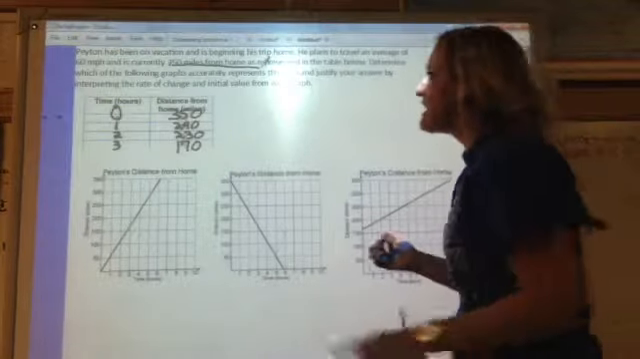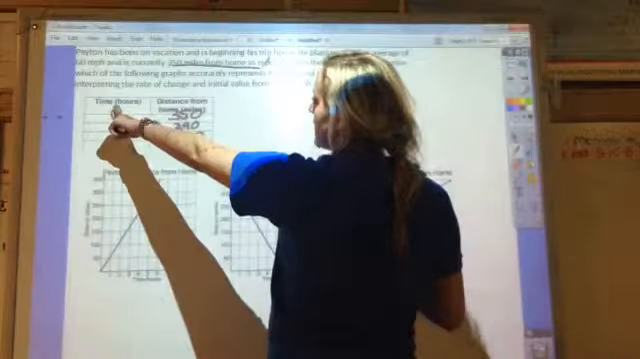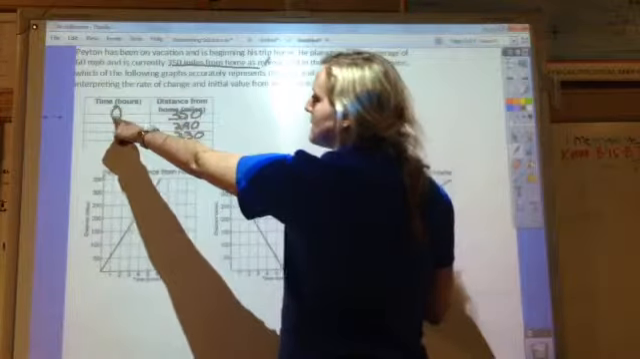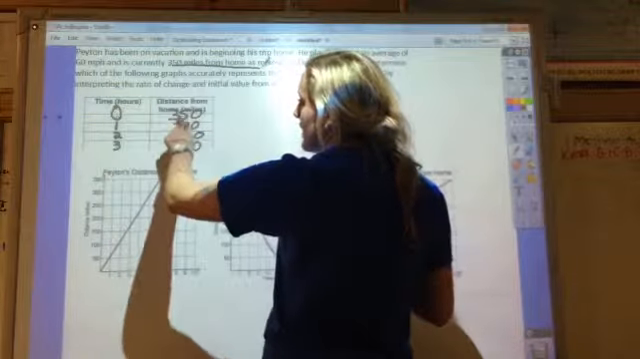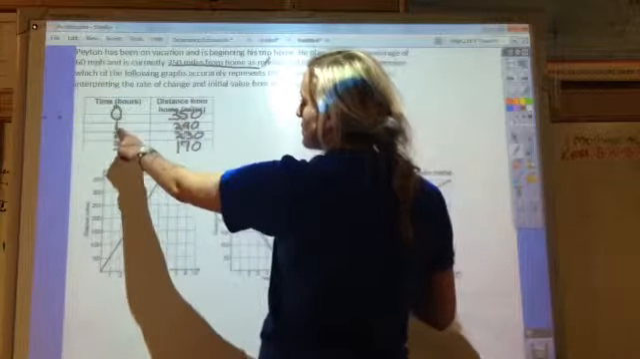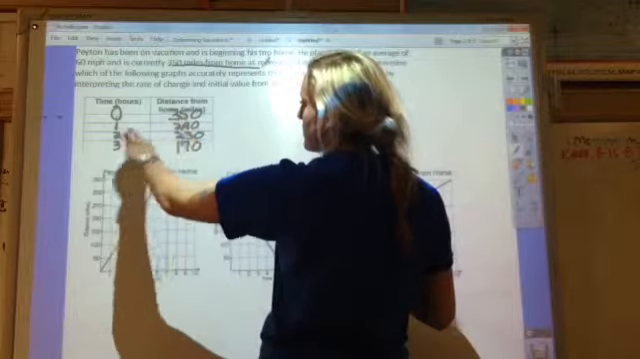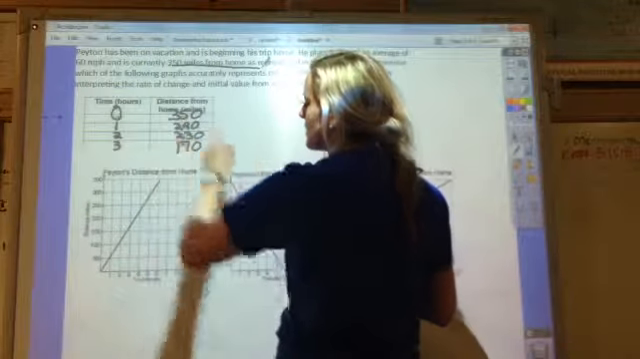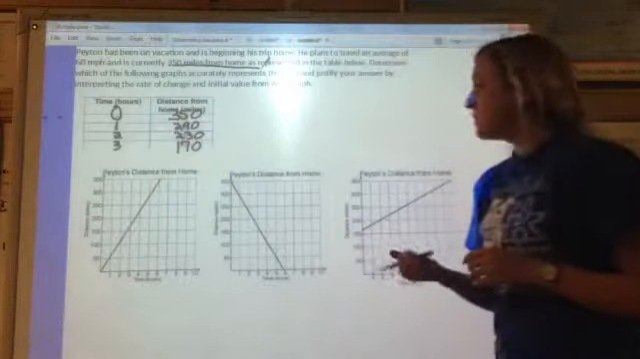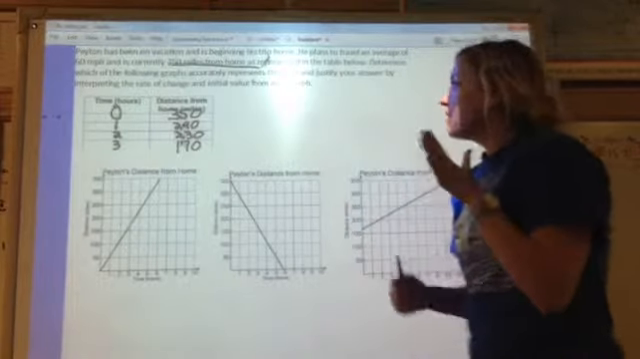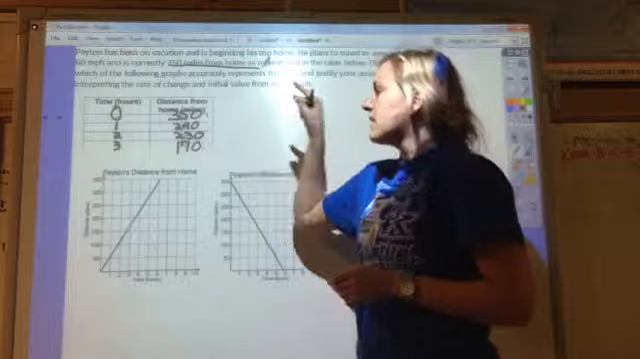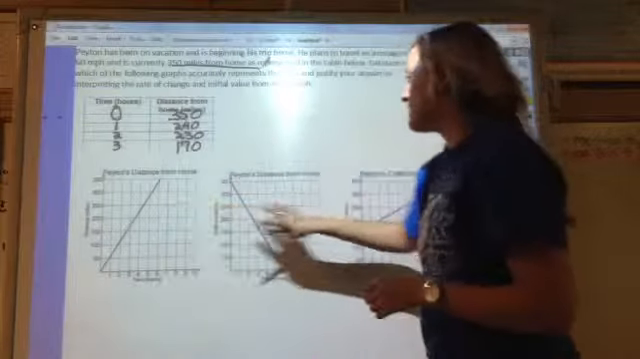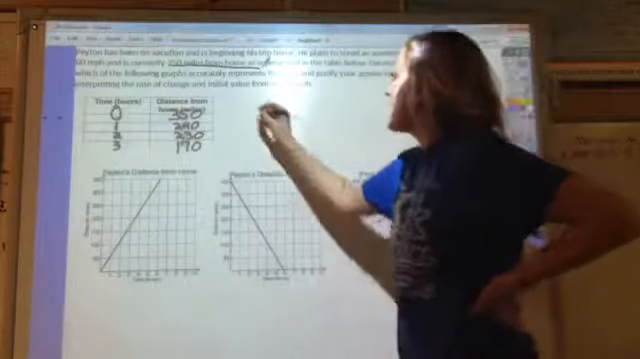Alright, so this table is basically telling me how much time and distance he is from home, which means that if he has not traveled any time, he is 350 miles from home. If he's traveled 1 hour, he's 290 miles from home. 2 hours, 230 miles from home. So in order to compare the table to the graph, I need to write an equation from the table and then match it to one of these graphs. So I'm going to go ahead and do that.